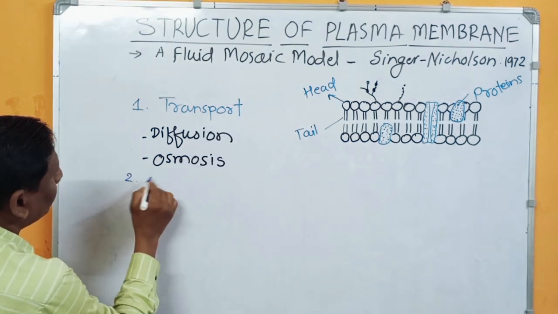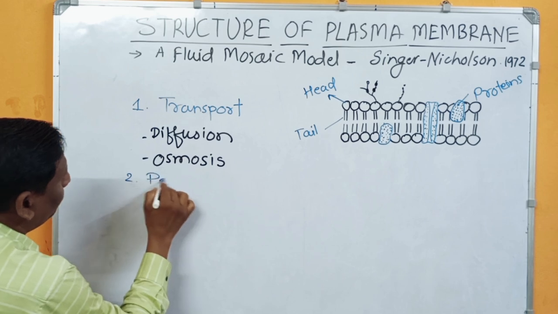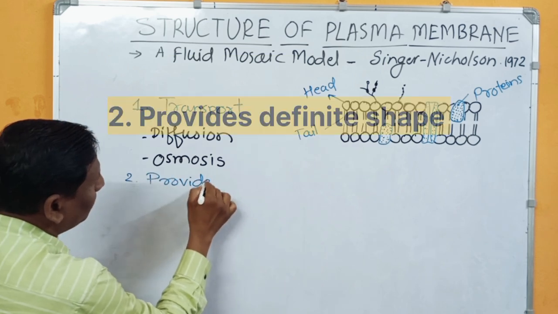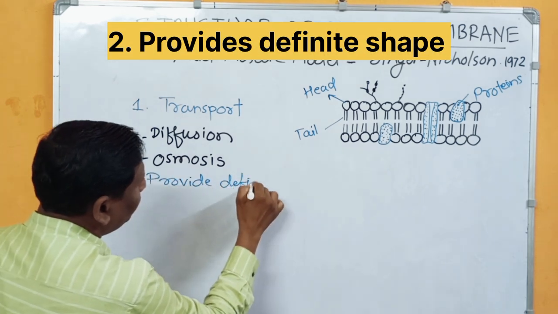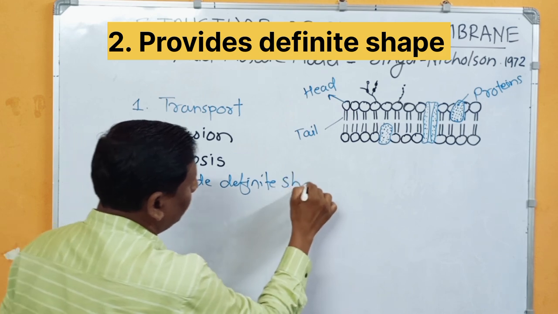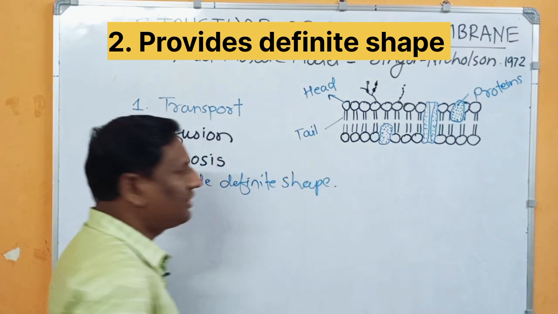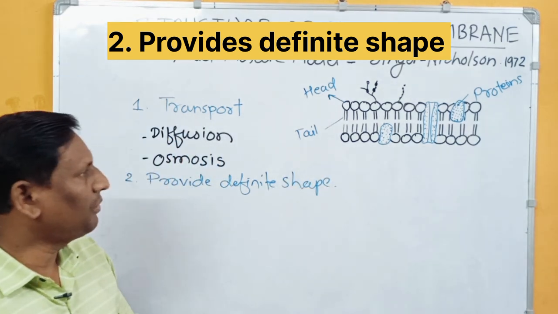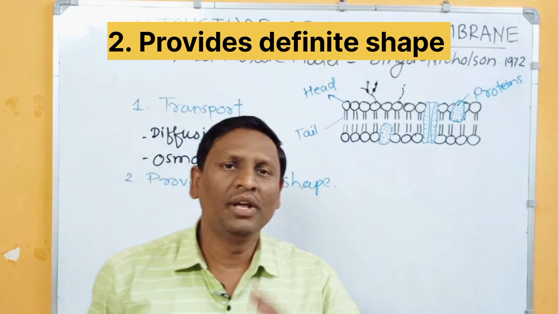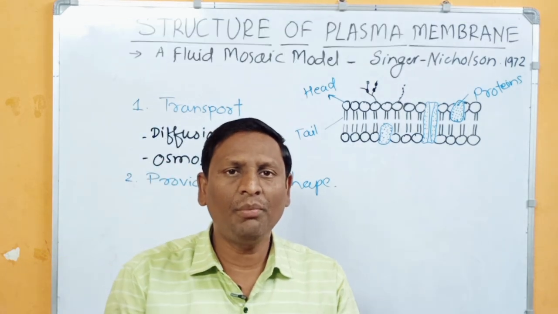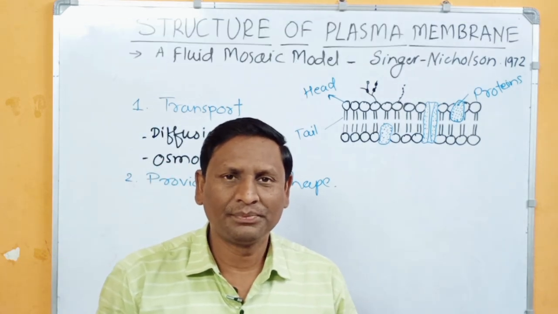Second, it provides definite shape to the cell. Plasma membrane is going to play an important role in the formation of a cell structure.